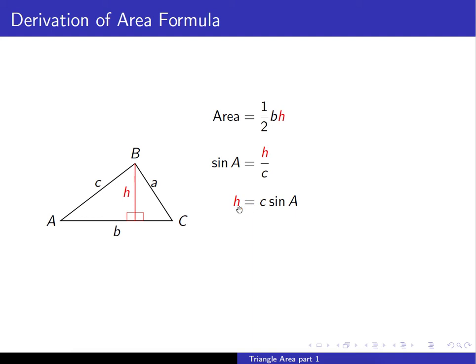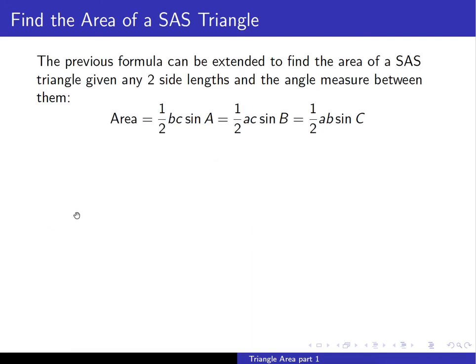Substituting this expression, c times the sine of angle A, into our area formula for the triangle above, we get the area of this large triangle ABC. The area is 1/2 the length of side b times the length of side c times the sine of angle A. So here's our area for this triangle: 1/2 b times c times the sine of angle A.